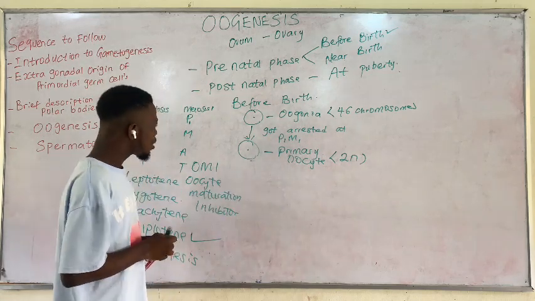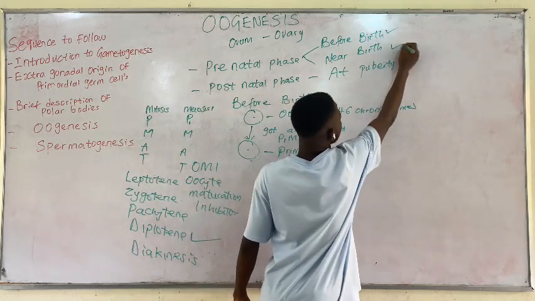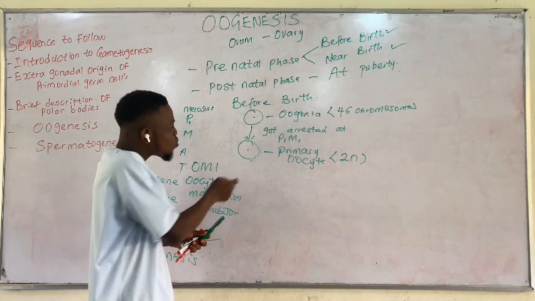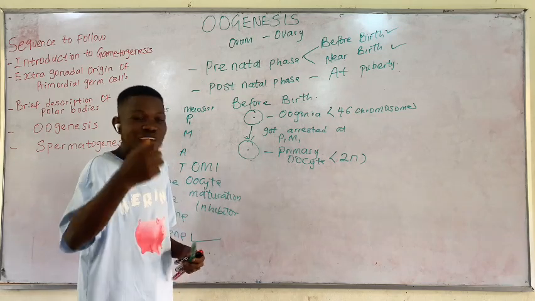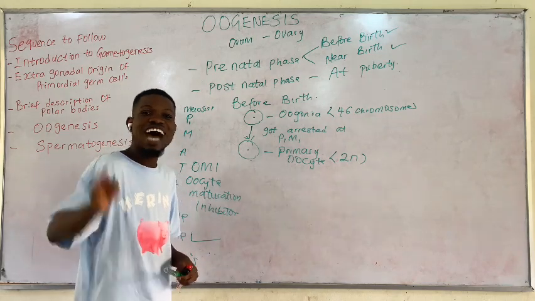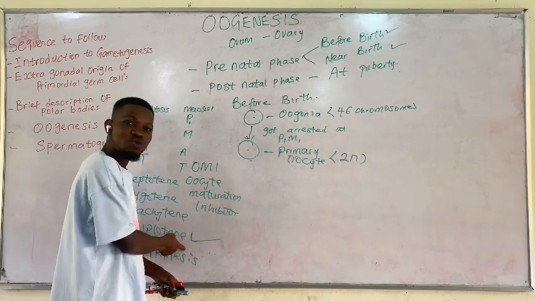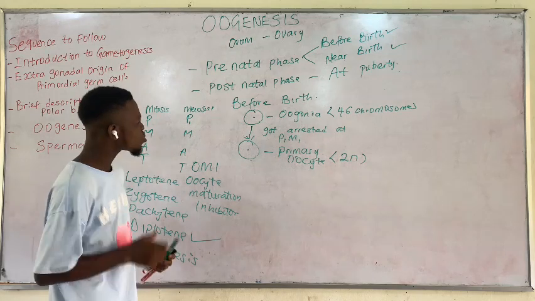So let's go on. Now we are done with near birth. Don't forget that the near birth is just an emphasis on what occurred before birth, trying to tell us what arrests the primary oocyte and where exactly the primary oocyte is arrested, which is the what? The diplotene stage. Now let's continue please.